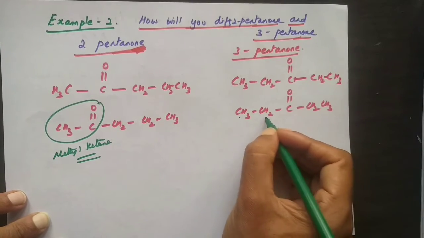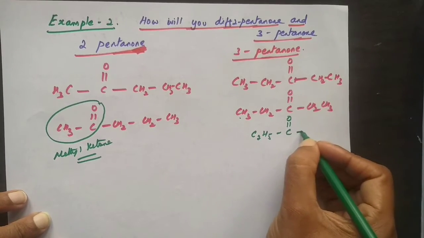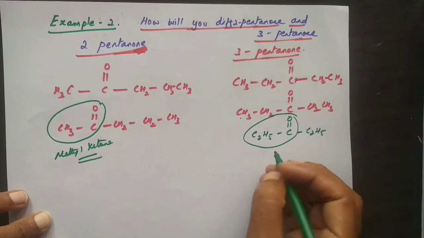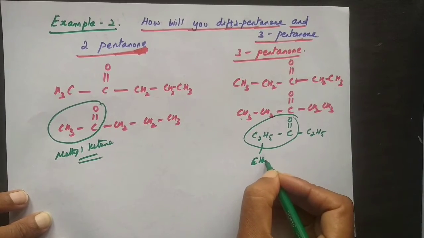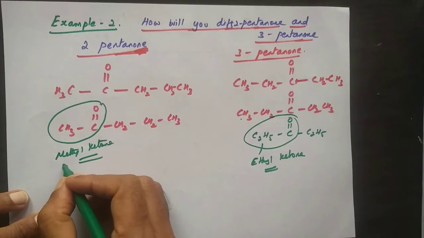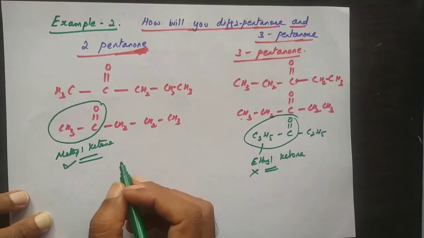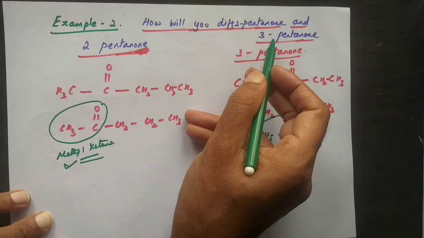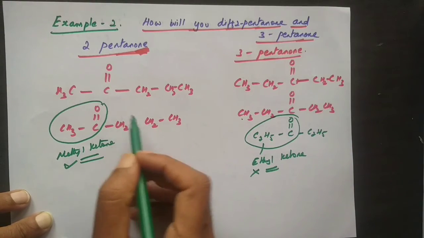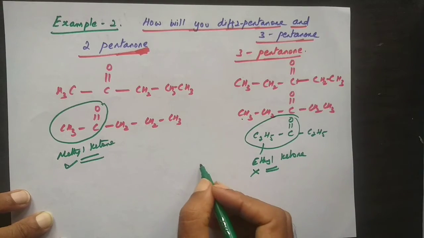But here CH3, CH2 will be like C2H5 and C double bond O. Here also CH3, CH2 will be C2H5. Here actually what happens is it is ethyl ketone, but it's not methyl ketone. So we need methyl group, not the ethyl. So the 2-pentanone will undergo iodoform test. So the 2-pentanone and 3-pentanone can be distinguished by using iodoform test, where 2-pentanone will give the iodoform test, but this will not give the iodoform test. Like that you have to take.